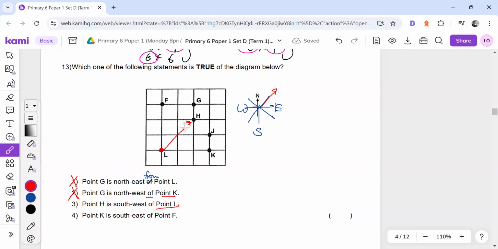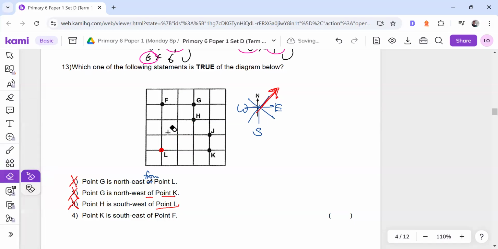That's cutting the square into half, right? But what direction is that? That is northeast. So point H is actually northeast from point L. So number three is also out already, even though it cuts the square into half. Okay, how about the next one?